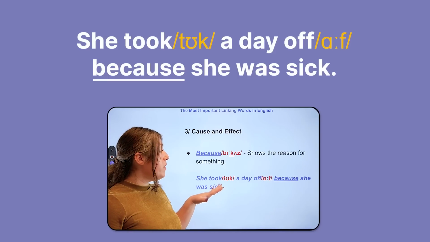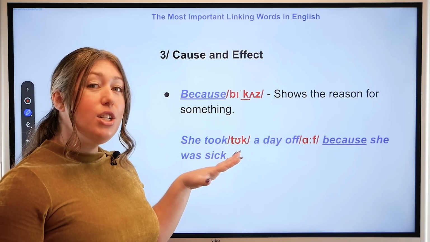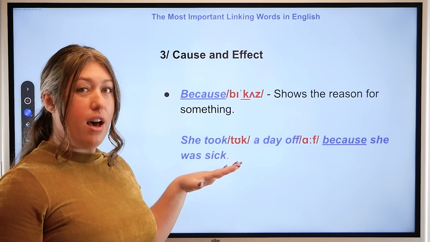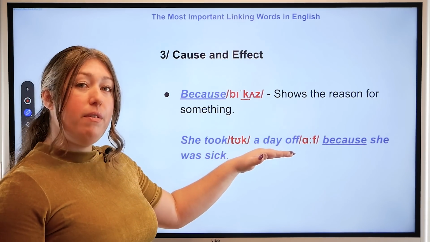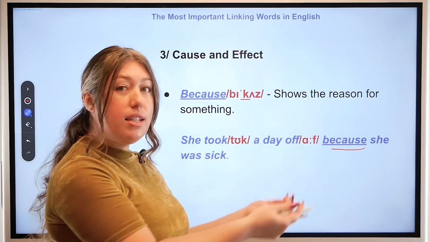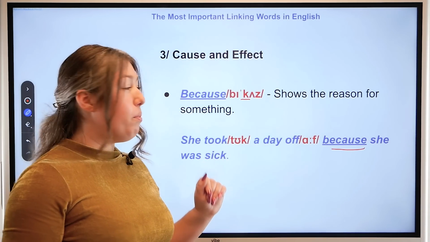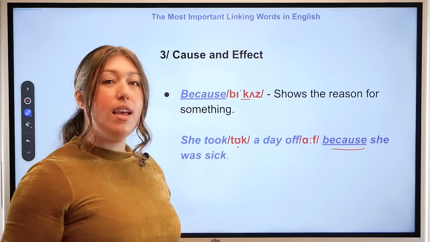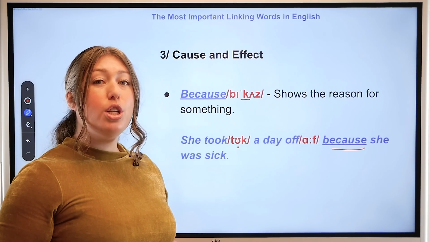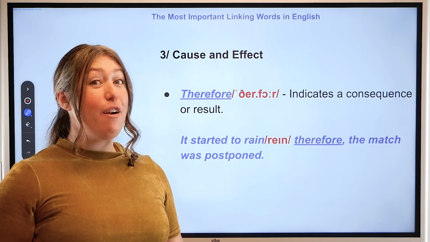Good. For example, she took a day off because she was sick. Because is showing us the reason that she took a day off. So we're making a statement before she took a day off because the linking word tells us the reason for it. She was sick. And let's double check our pronunciation here. Took. Took.